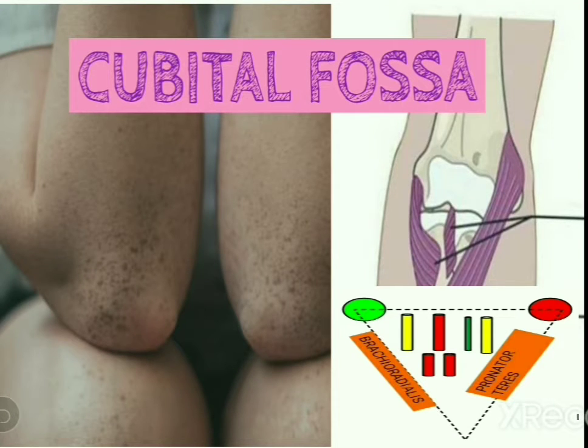Today's topic is cubital fossa. So I have divided the topic cubital fossa into 6 divisions. Firstly we have features of the cubital fossa, then boundaries of the cubital fossa, roof of the cubital fossa, floor of the cubital fossa and contents related to the cubital fossa along with the clinical anatomy.